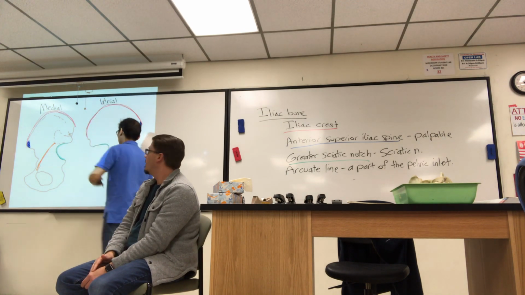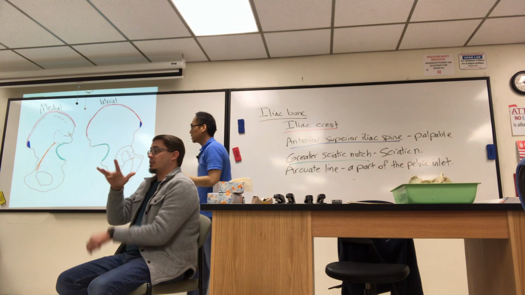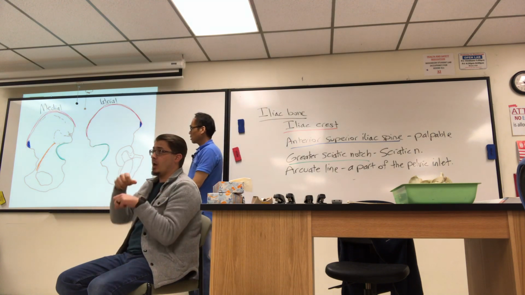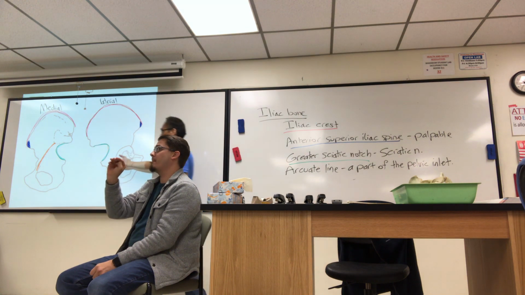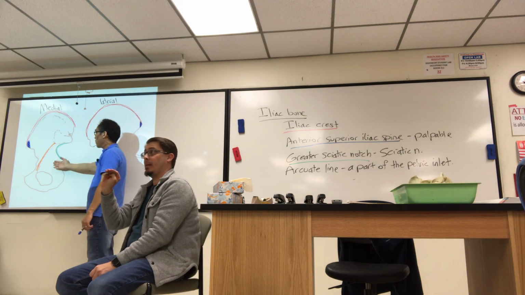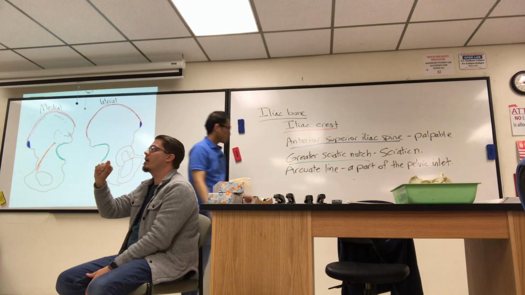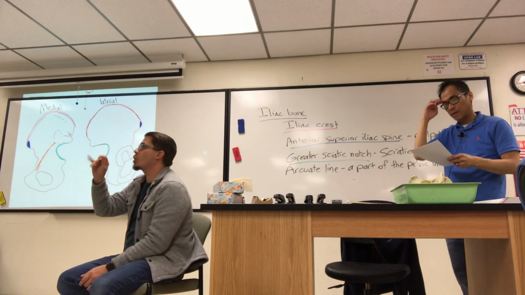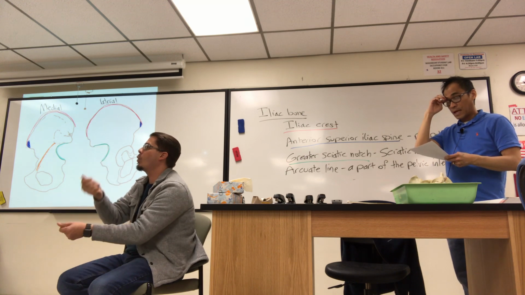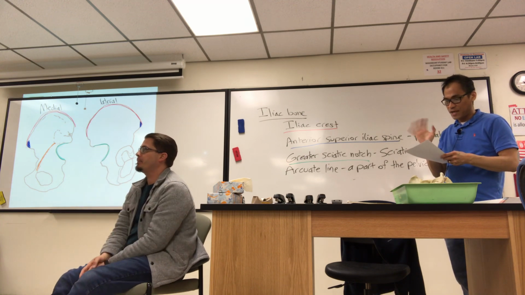Again, always orient yourself with our bones. If it's a test and you see the acetabulum, it's the lateral view. If you don't see the acetabulum, it's the medial view, basically. So those are the surface features for the iliac bone. Let me make sure I'm not forgetting anything. Okay, I'm going to show you a few things on the ischium.